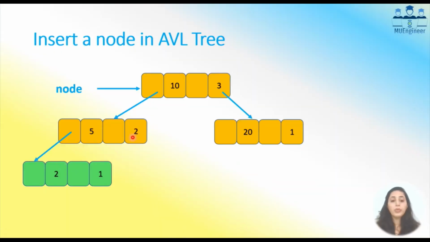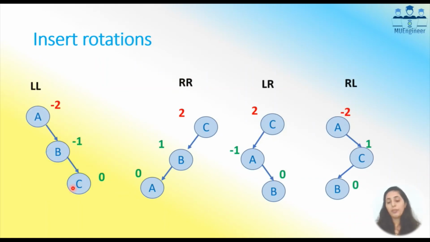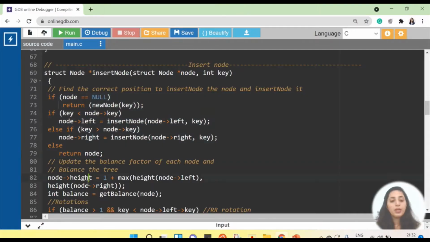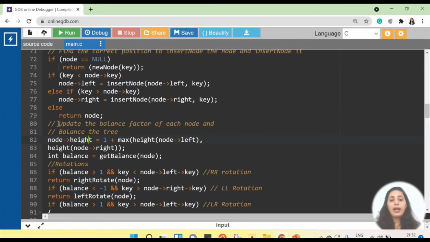Now after adding a new node, you may get your tree unbalanced. Unbalanced means the balance factor is not proper. So in that case, rotations need to be applied. So this next part here, update the balance factor of each node. After performing the insert operation, we will update the balance factor of each node and we will check if any balance factor is improper. So how do we do that?